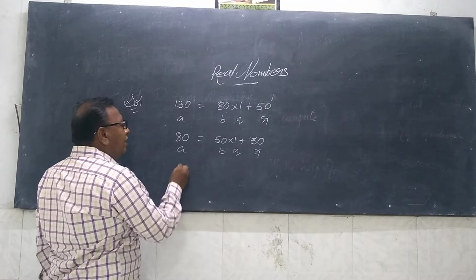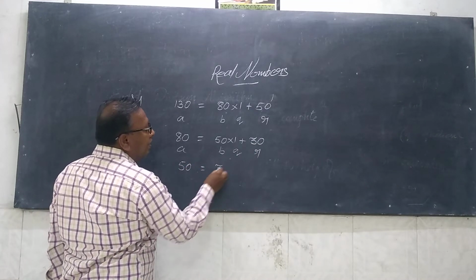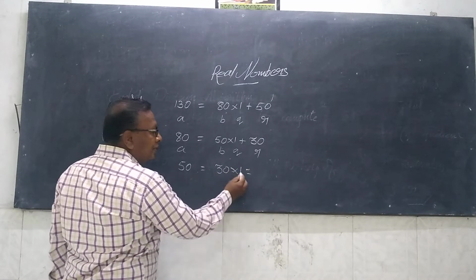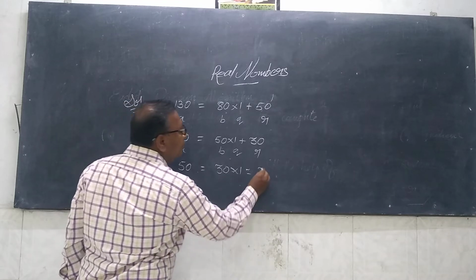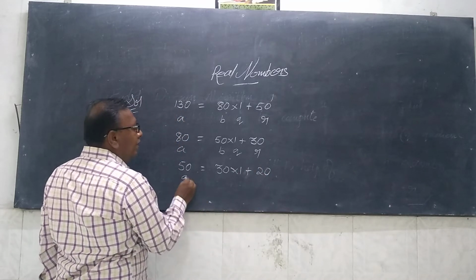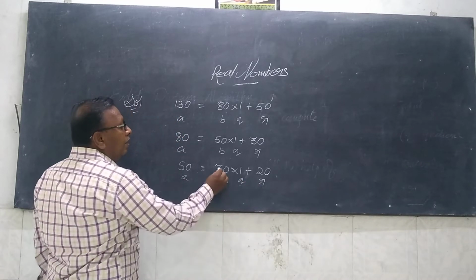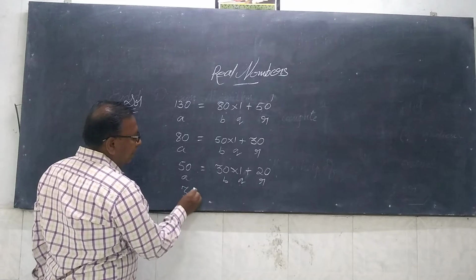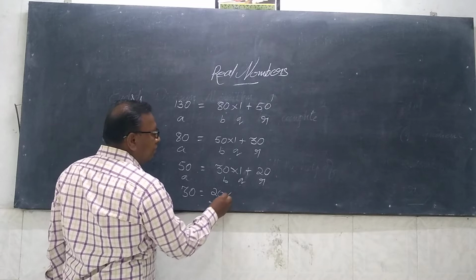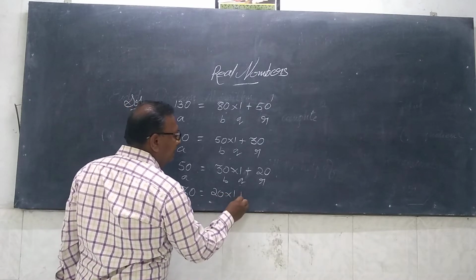Now we shall divide 50 with the help of the remainder 30. So this is 30 into 1, that is 30. 50 minus 30 is 20. Here this is a, b, q and this is r. Got the point? Now again, we will divide 30 with the help of remainder 20. So this is 20 into 1, that is 20. 30 minus 20 is 10.